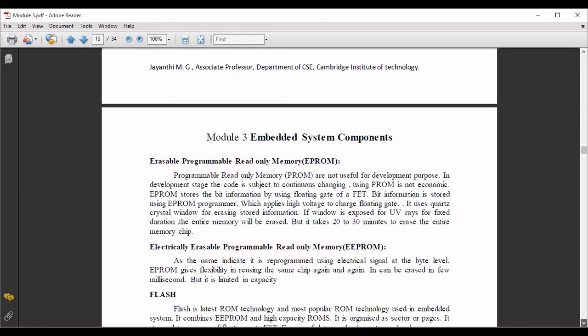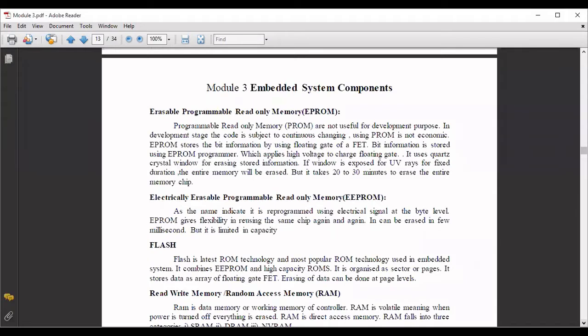In the same way you have electrically erasable programmable read-only memory, EEPROM. Using electrical signals at the byte level, you will be able to erase the chip. So there is flexibility in reusing the same chip again and again.